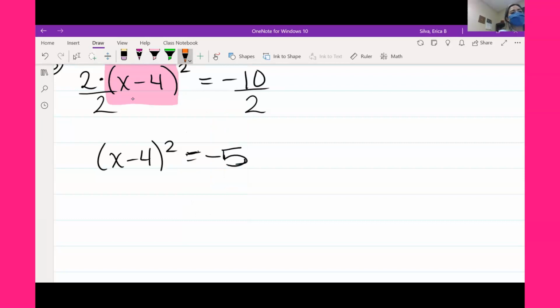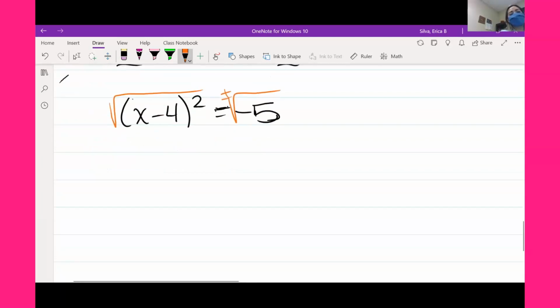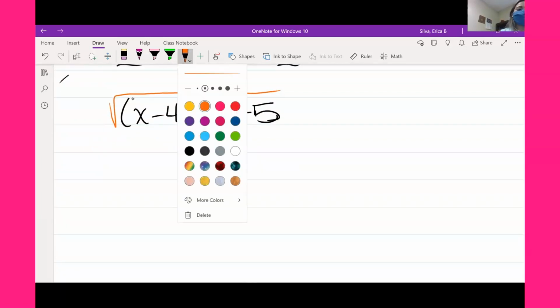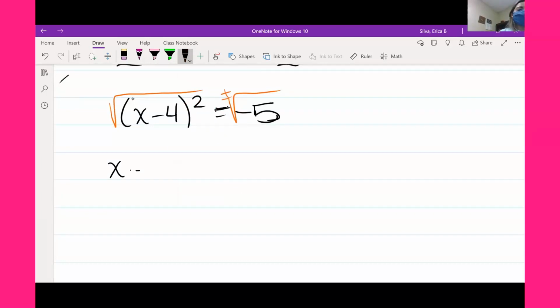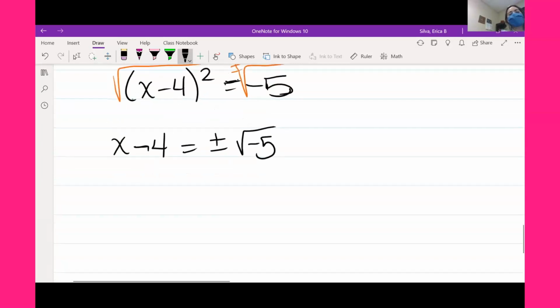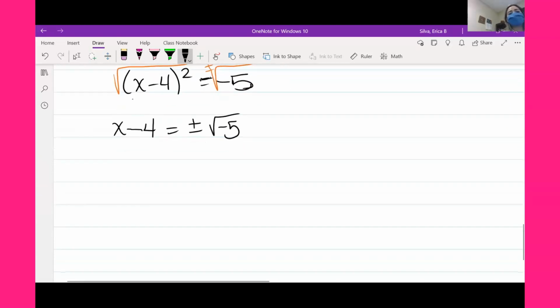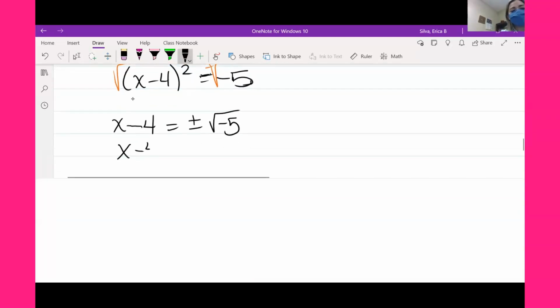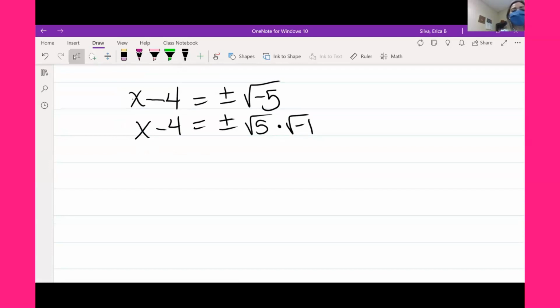What's the opposite of squaring? Square root. And we want to put plus and minus over here. So we've got x minus 4 equals plus and minus the square root of -5. Question so far? So from here, I'm going to change that -5 first. So we're going to say x minus 4 equals plus or minus square root of 5 times the square root of -1.